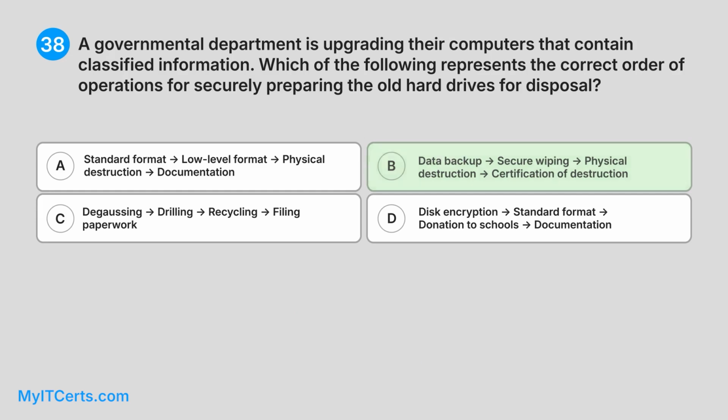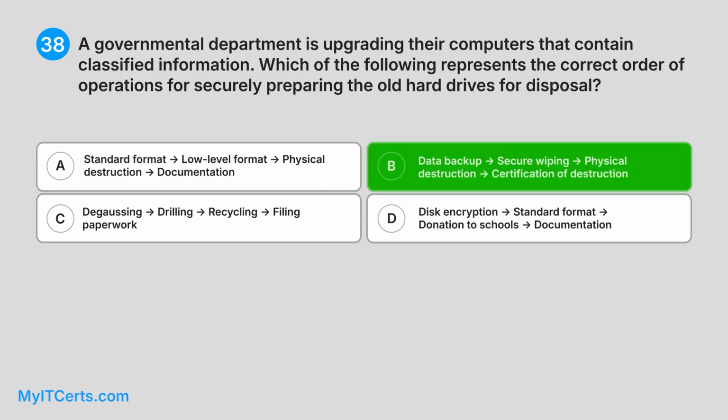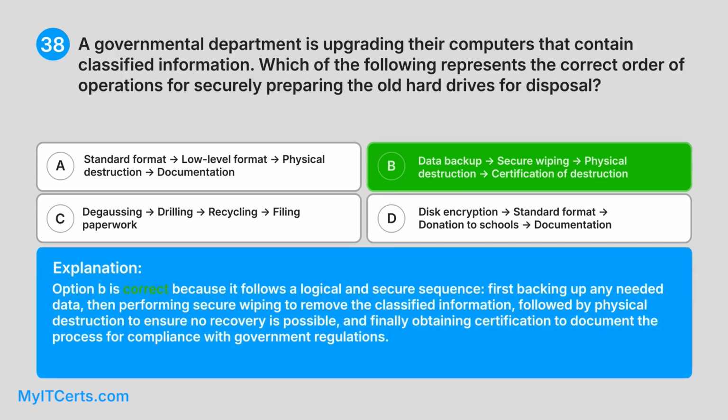Correct answer: B. Data backup, secure wiping, physical destruction, certification of destruction. Explanation. Option B is correct because it follows a logical and secure sequence. First backing up any needed data, then performing secure wiping to remove the classified information, followed by physical destruction to ensure no recovery is possible, and finally obtaining certification to document the process for compliance with government regulations.